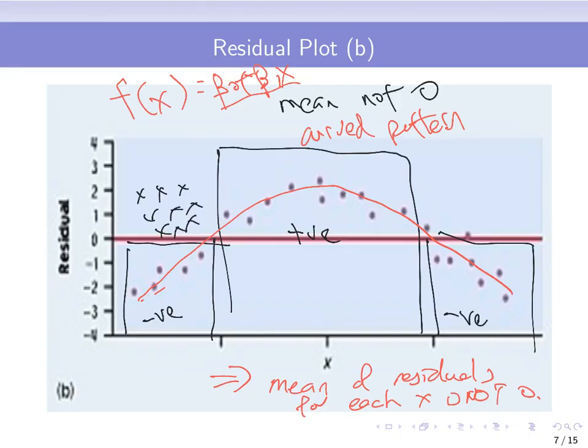Now in this example, the variance is constant. Because if you take a look at the vertical spread, it's still pretty much the same as one moves from left to right. So the constant variance assumption is okay with this example over here.